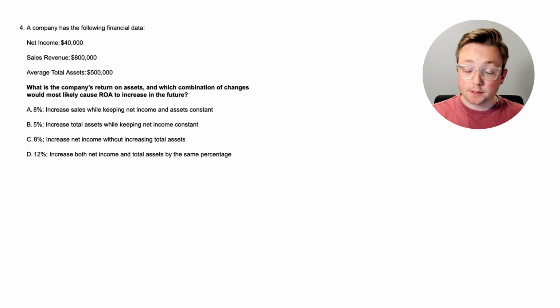So let's go through the options. Option A, 8% for the return on assets, and it would go up if you increased sales while keeping net income and assets constant. Option B, 5% return on assets, and that would go up if you increase total assets while keeping net income constant. Option C, 8% again, and ROA would go up if you increase net income without increasing total assets. And then option D was 12%, and it's saying that it would go up if you increase both net income and total assets by the same percentage. So which one of these is the correct actual percentage of return on assets, and which one of them is correct when it comes to saying what would most likely cause return on assets to go up? If you know how to do this, that's great. If not, let's go ahead and take a look at the answer together.